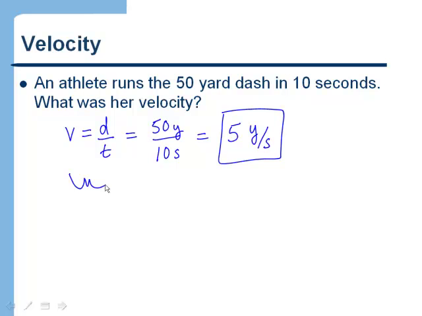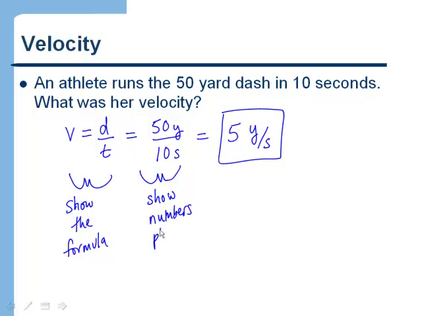Okay, so show the formula. Show the unit or the numbers plugged in. And don't forget the units in your answer.